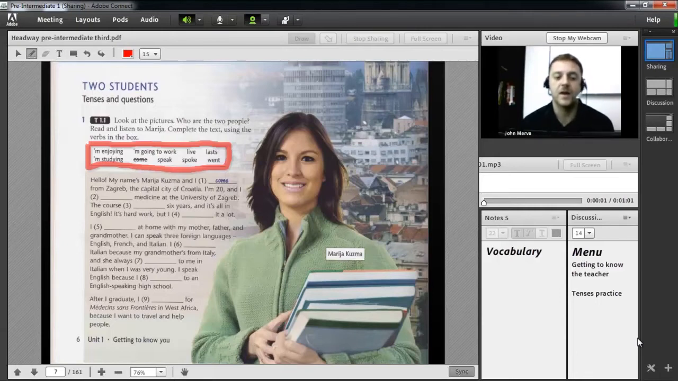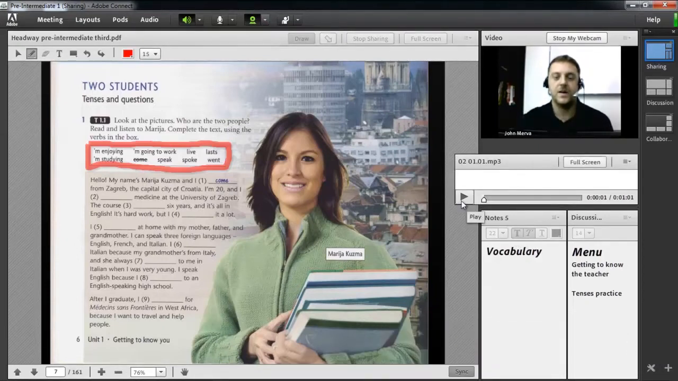What I would like you to do, please, is I would like you to listen to Marija speaking, and I would like you to write down the words you hear. Take the words from the box with the red highlight and put them in the correct place in the sentences. Here is Marija speaking now. Please listen carefully.